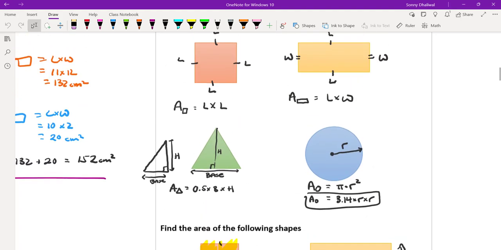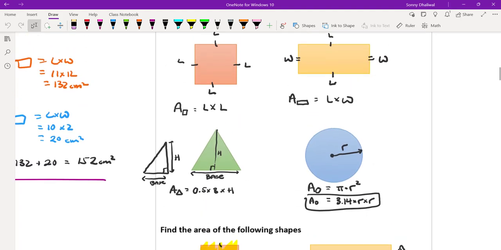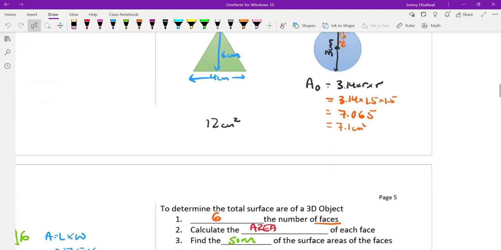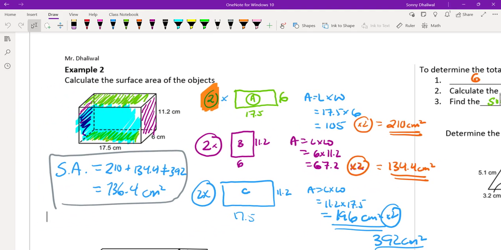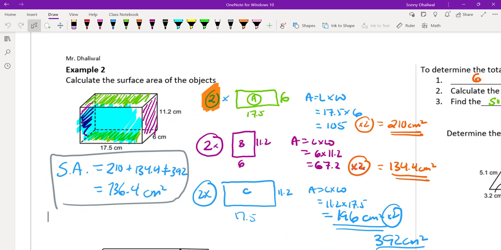And then we start looking at 3D versions of these objects. We don't use the word area, we use the word surface area, because you want to know how much space the outside of the object takes. And all we do is figure out what shape it is. Is it a circle? Is it a rectangle? Is it a triangle? For each of those sides, figure out the area and add them all up. That's it.